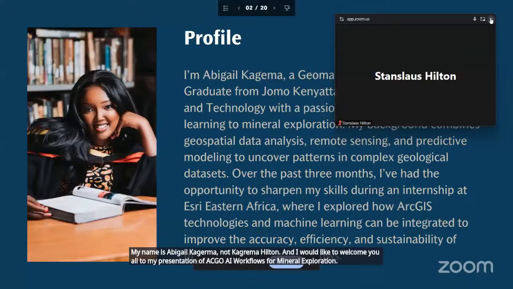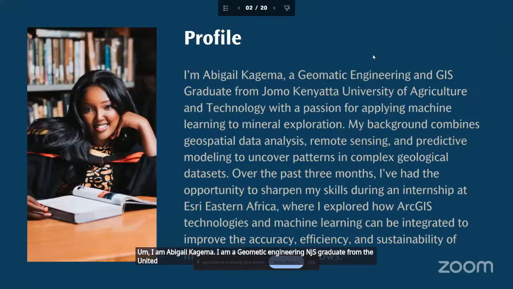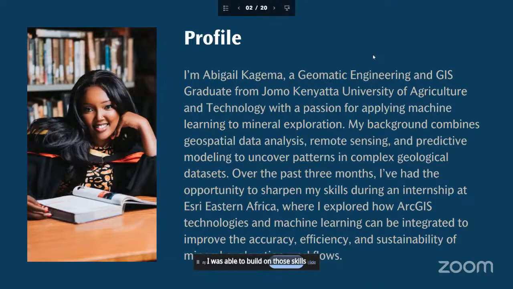I am Abigail Kagema. I am a geomatic engineering and GIS graduate from the Jomo Kenyatta University of Agriculture and Technology. From there, I gained a background in geospatial data analysis, remote sensing, and predictive modeling. I was able to build on those skills during my internship here at ESRI Eastern Africa, where I was able to sharpen my skills in machine learning and data analysis.